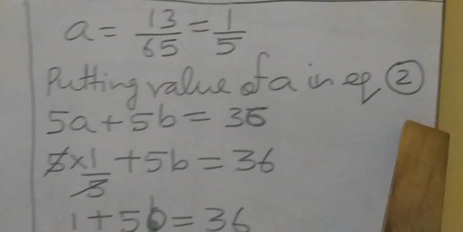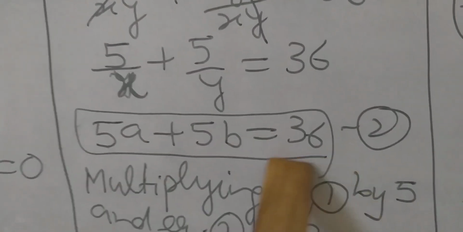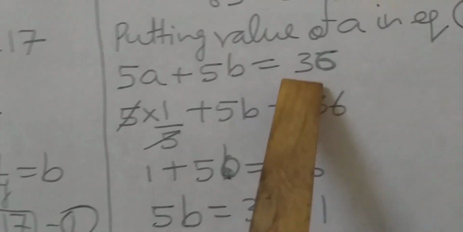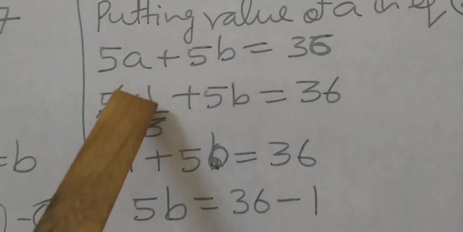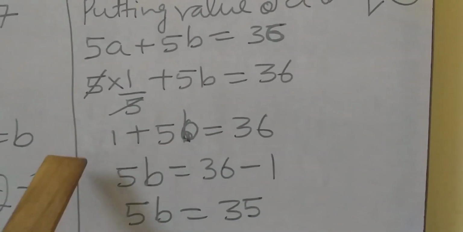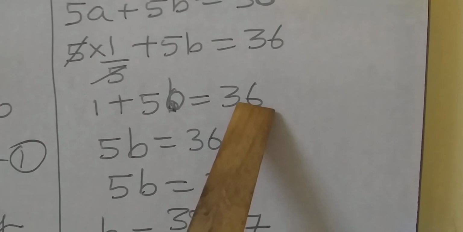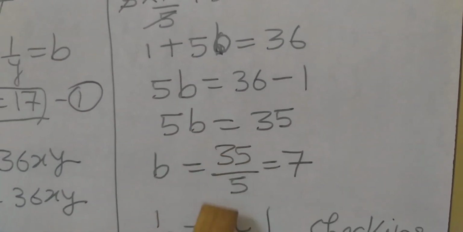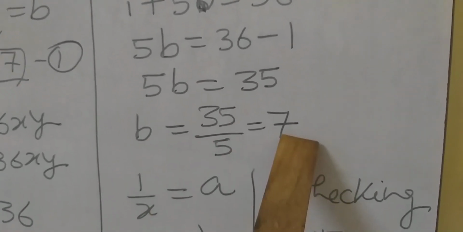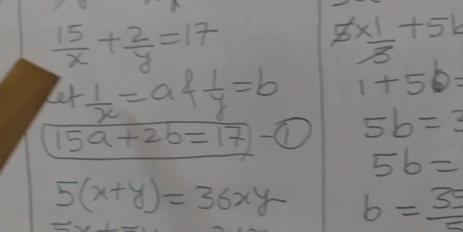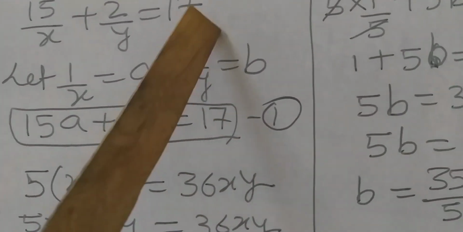Putting the value of a in equation number 2, because it is looking easy, that's why. If you want to put the value of a in 1, you can. 5a plus 5b equal to 36. a value 1 upon 5. 5 cancels. 1 plus 5b equal to 36. 5b equal to 36 minus 1. 5b equal to 35. b equal to 35 upon 5. b equal to 7. Now students, we have supposed 1 upon x equals to a and 1 upon y equals to b.